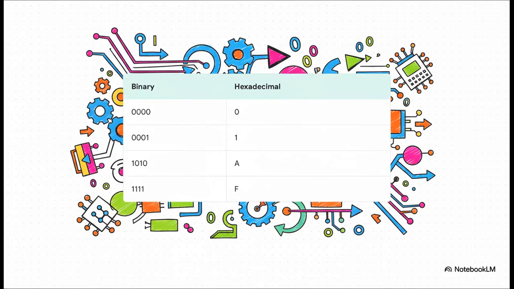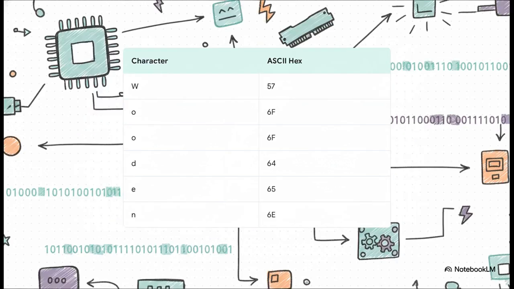And the way it works is actually pretty brilliant. You just take the binary string and break it up into little groups of 4. And every single group of 4 bits corresponds to exactly 1 hexadecimal character. So you go from 0 all the way up to F, which, as you can see, stands for the binary 1111.